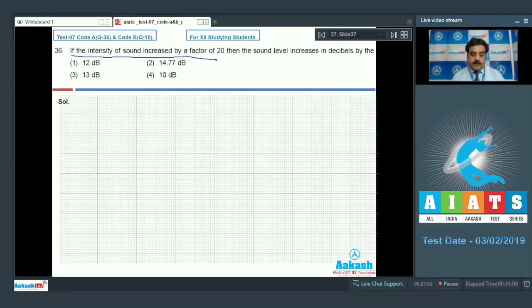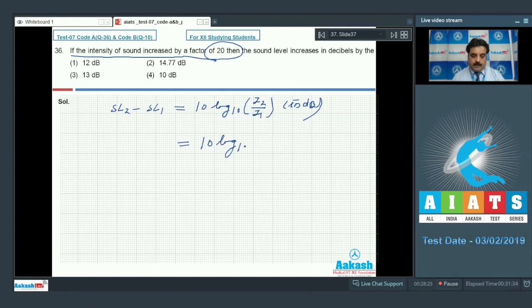If the intensity of sound increases by a factor of 20, meaning I2 upon I1 is 20, the sound level increases in decibels. We know the sound level difference is 10 log base 10 of I2 upon I1 in decibels. So this is our formula. Using it, I2 upon I1 is given as 20.